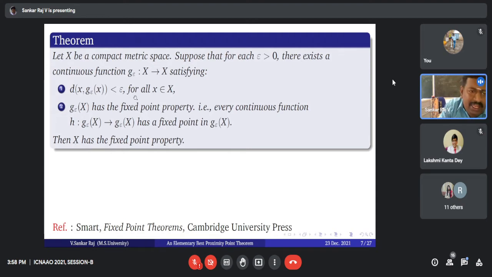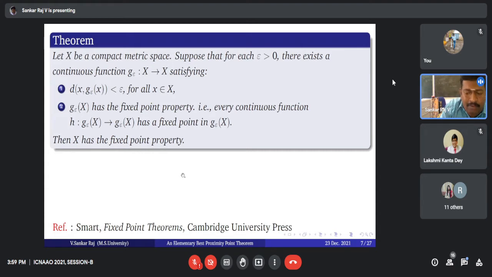So it is a most interesting and very elementary fixed point theorem in metric space structure, which ensures the fixed point for a continuous function. One can find the proof of this theorem in Smart's Fixed Point Theorems, Cambridge University Press. In this book, the proof of this theorem is available.